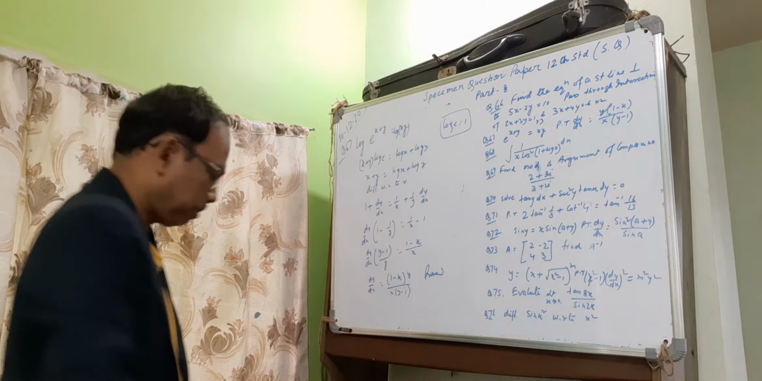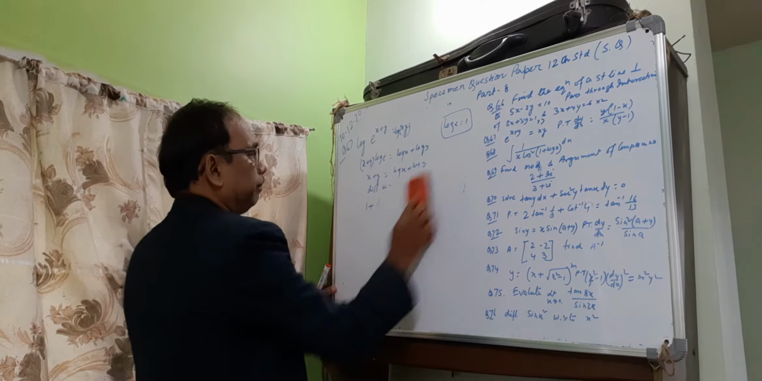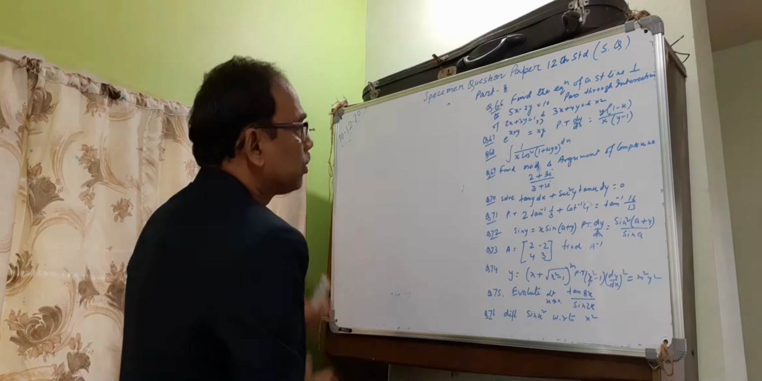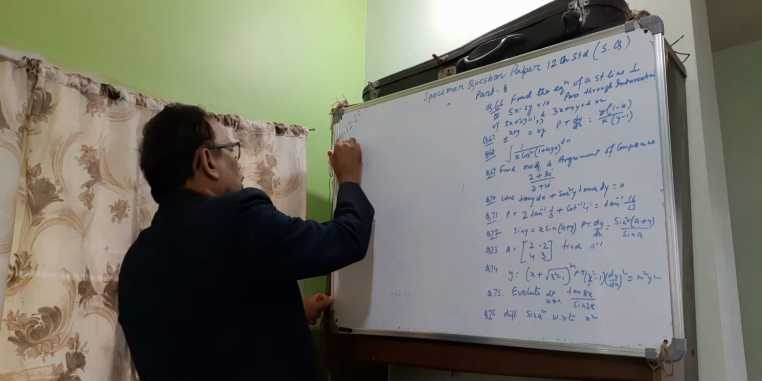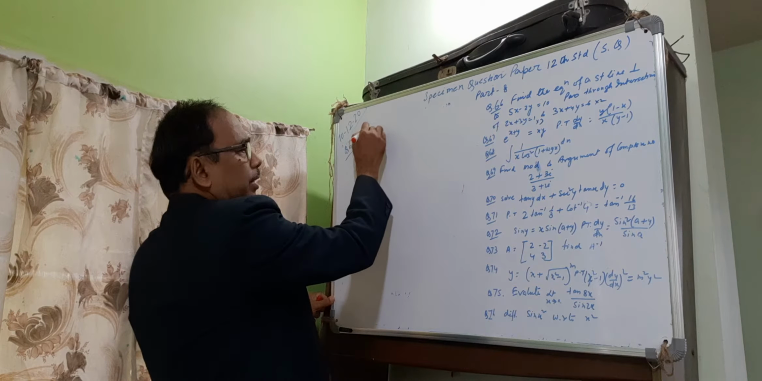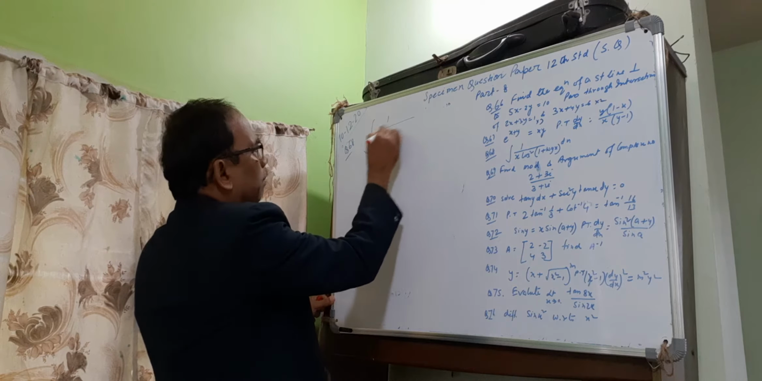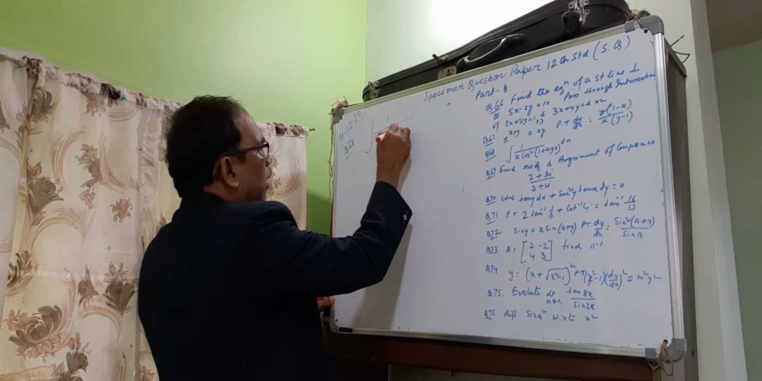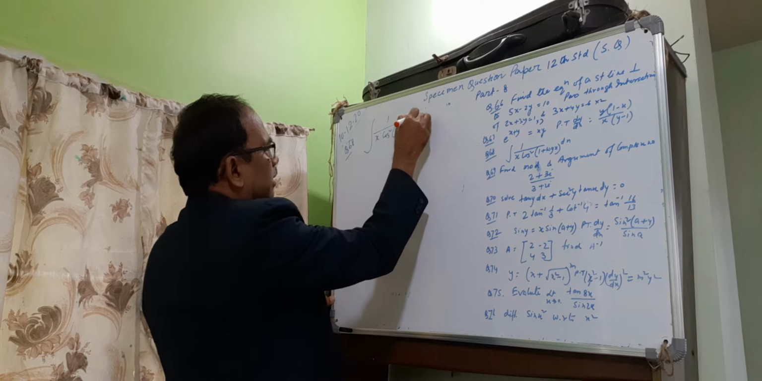Next, sum number 68. Question number 68, integration sum. Question number 68, integration of 1 by x cos square of 1 plus log x dx.